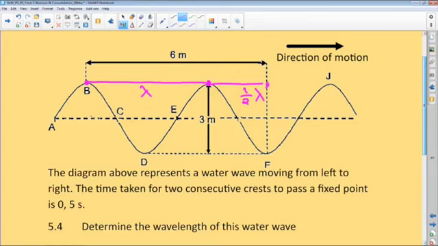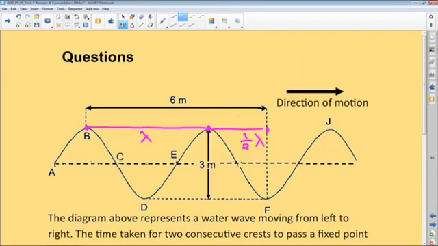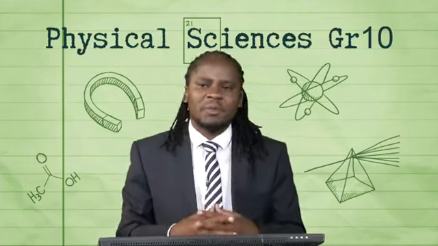In other words, on our calculator, 6 divided by 3, we get 2 meters. What it simply means is that this half wavelength is 2 meters, and then from there to there is another 2 meters, another 2 meters, and then another 2 meters. So our wavelength in this case is 2 plus 2, which is 4 meters, right? Which is often one of the problem areas.